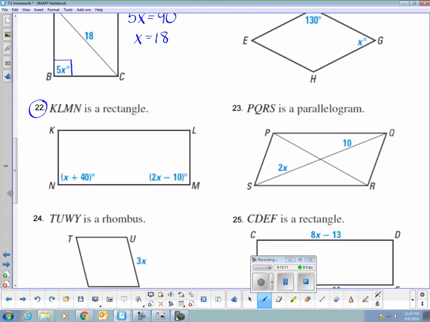Number 22, since each of these angles in a rectangle is 90 degrees, I can do a number of things. I can first say that x plus 40 must be equal to 90, or I can say that 2x minus 10 must be equal to 90, or I can say that these two angles, x plus 40, must be equal to 2x minus 10. Any way we set up the equation, we're going to get x is equal to 50.